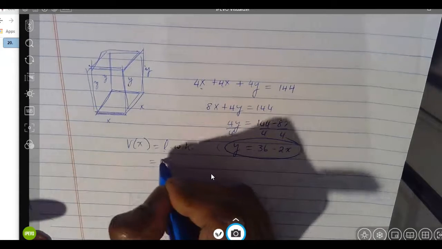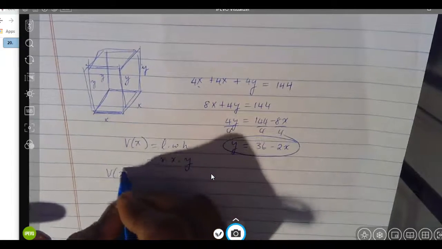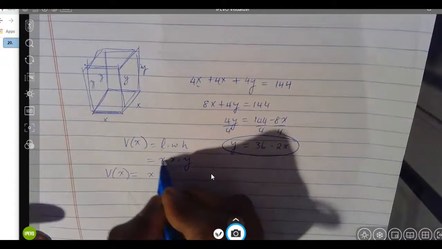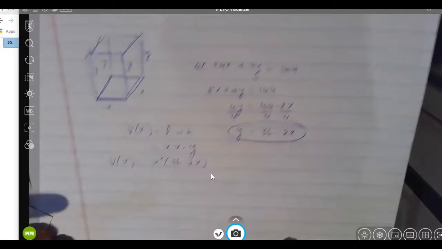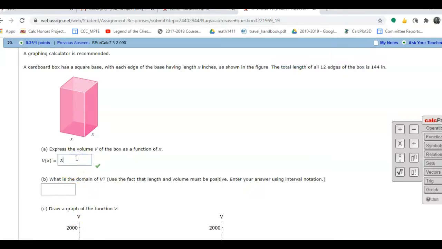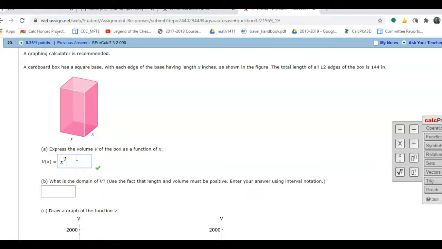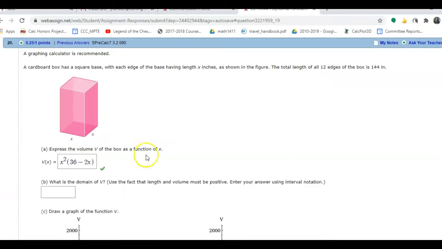Okay, so the volume is length times width times height. So in this case, it's x times x times y. And we're going to plug in y. And so this is x times x is x squared times 36 minus 2x. So let's go enter that into WebAssign. So you have x squared times 36 minus 2x. All right, I'm going to submit that. And it should be correct.